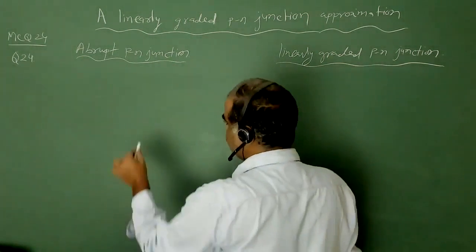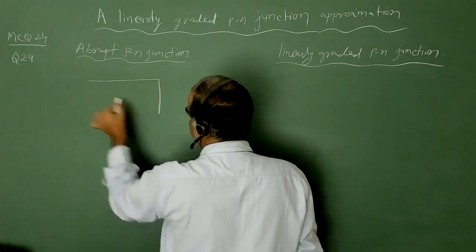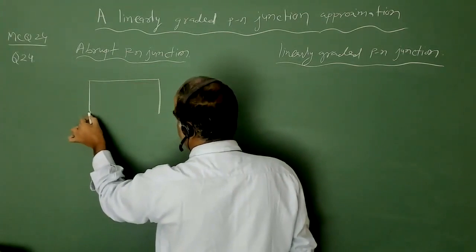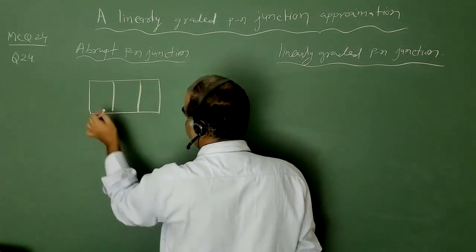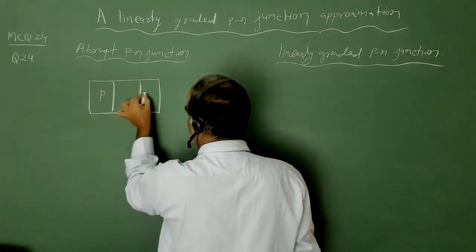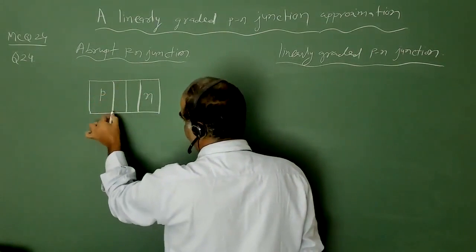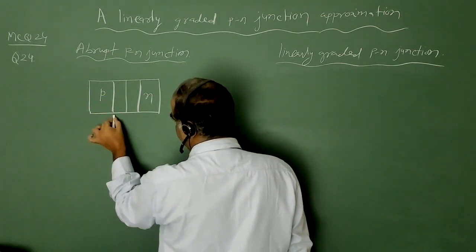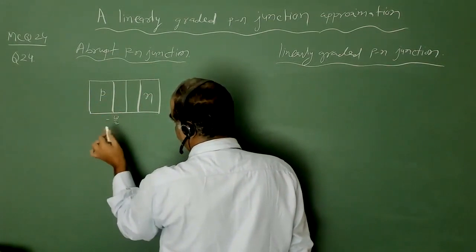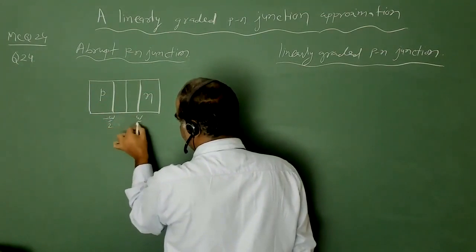So what is a PN junction? This is your P region and there is an N region. Between these two regions we have the depletion region. Say this is my W by 2, this is minus W by 2 and this is my plus W by 2.